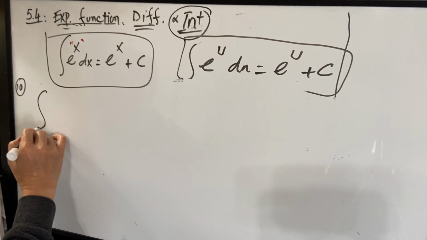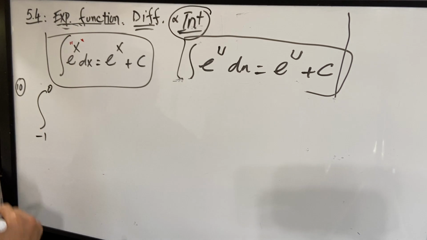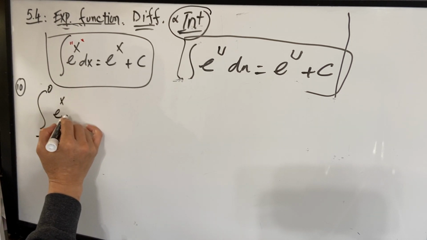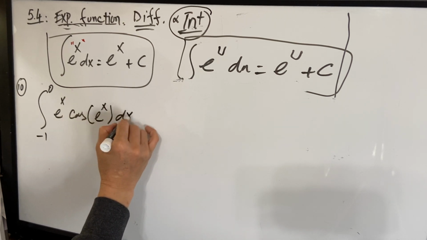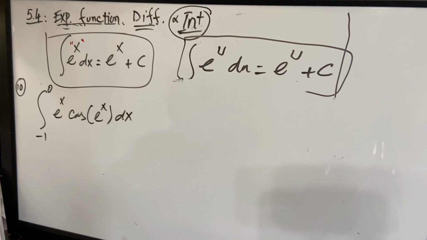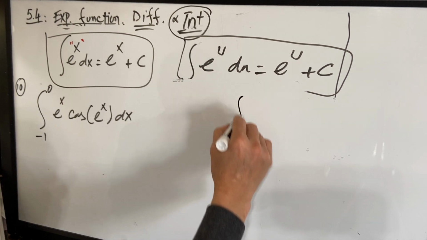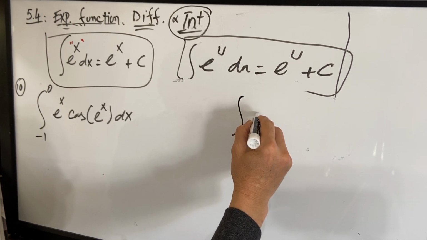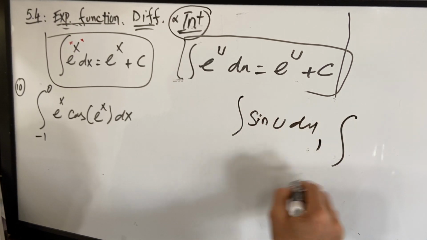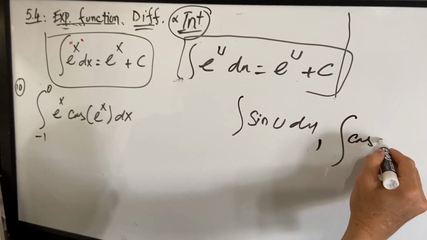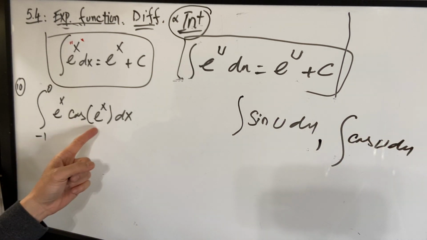C, it is C, from -1 to 0, and you have e to the x, and cosine of e to the x, dx. There we go. Okay. We good? Okay. Talk to me. What bothers you right here? You say, Mr. Dang, I know how to do integration of sine u du. I know how to do integration of cosine u du. But the e to the x, I don't know.